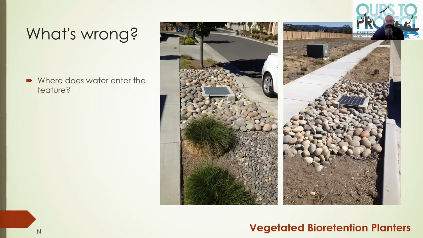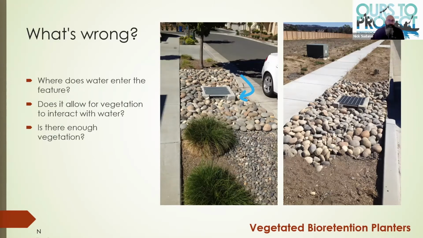Things to think about: where does the water enter? Where is it going to go? Does it allow for any vegetation to interact with that feature? And is there enough vegetation? This one's pretty obvious and straightforward. But again, at minimum for maintenance, we'd be looking at what kind of sediment has settled between these cobbles, and that may become part of the annual maintenance requirement, or something the owner would want to be mindful of.